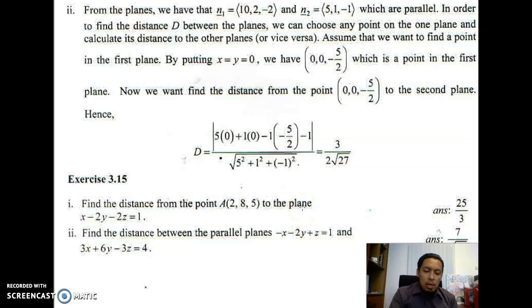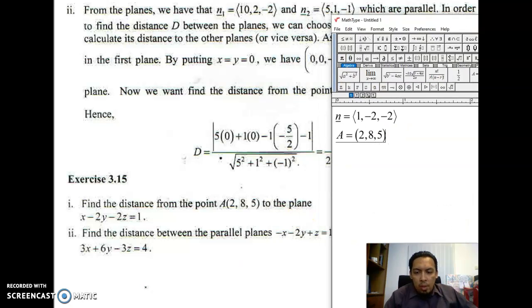So let's try to calculate that. Okay. So the two most important things that you need to know in finding a distance is this. We need to know the normal vector on the plane, and we need to have the point that we want to compare it with. Okay, so for this question, they give us actually directly that point.